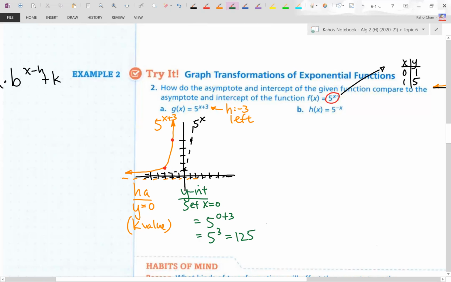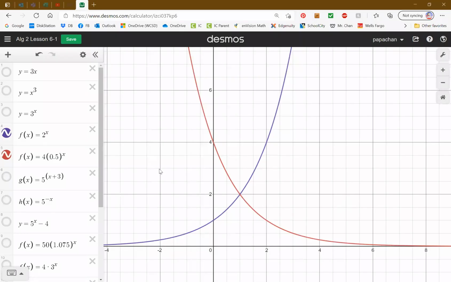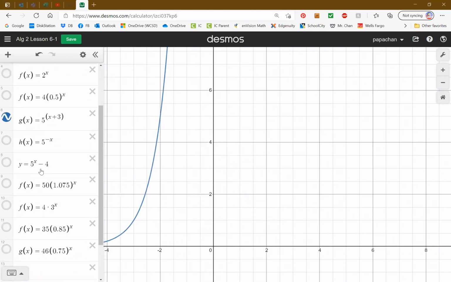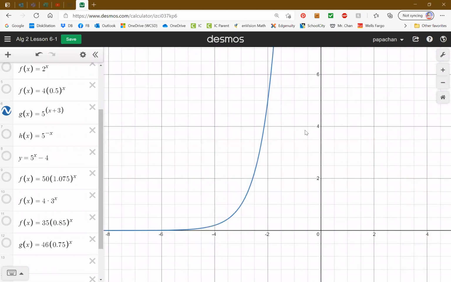You'd have to zoom way out there to see that this function will cross the y-axis at 125. Pretty crazy, huh? Way up there. I wonder if Desmos works that way or not. Let's take a look at Desmos. Oh, I have it right here, yay. So this is the function that's been shifted to the left from the parent function.